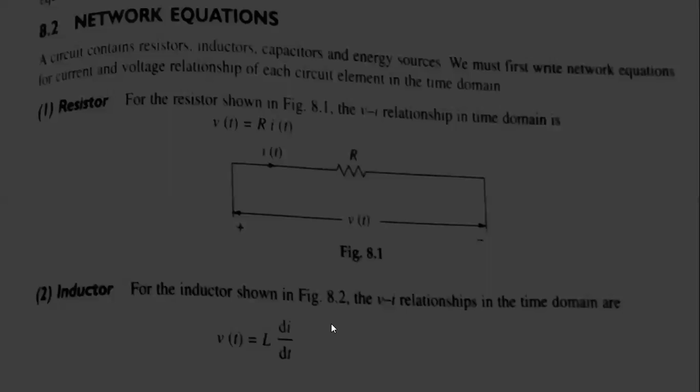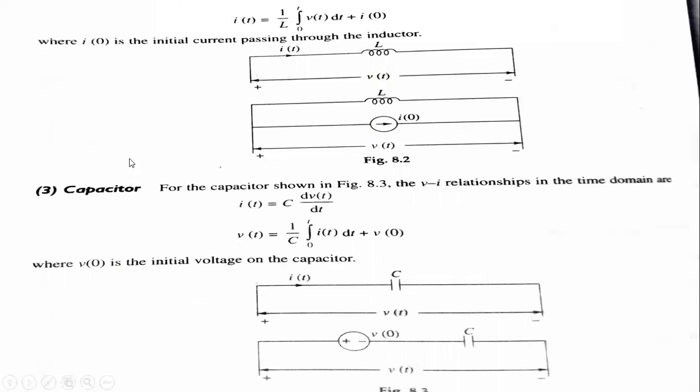Similarly, if I'm interested to write for the capacitor, what will be my case? V of t equals 1 by C integral of the current. If you are writing for the capacitor, you should remember whether we are writing for the VC, V of t, or I of t. In all the cases, we should remember whether we are writing for the I of t or the V of t.